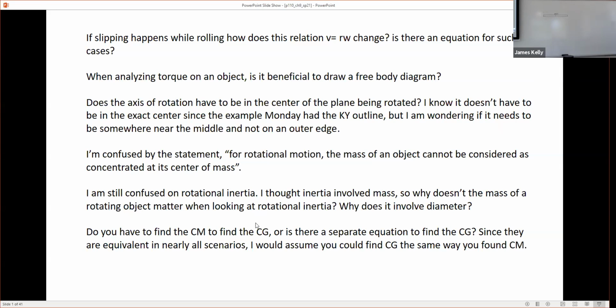I'm still confused on rotational inertia. I thought inertia involved mass, so why doesn't the mass of a rotating object matter when looking at rotational inertia? And why does it involve diameter?